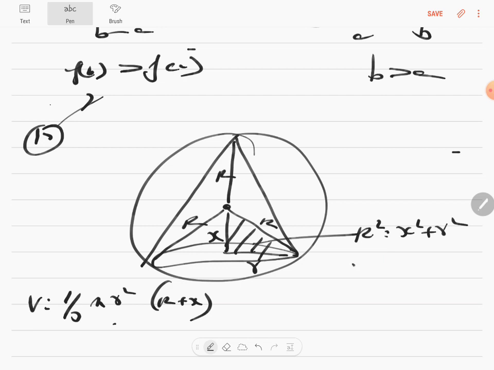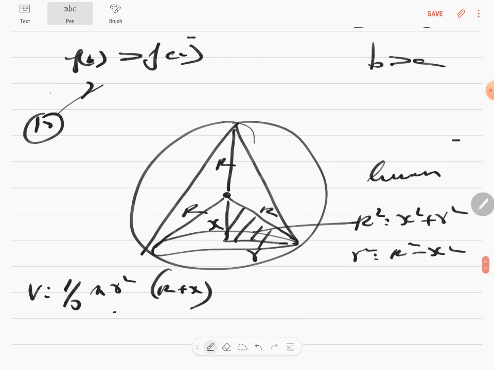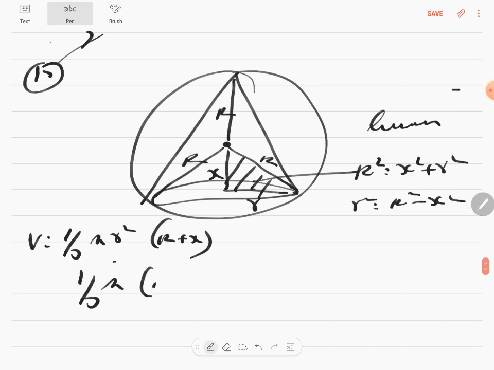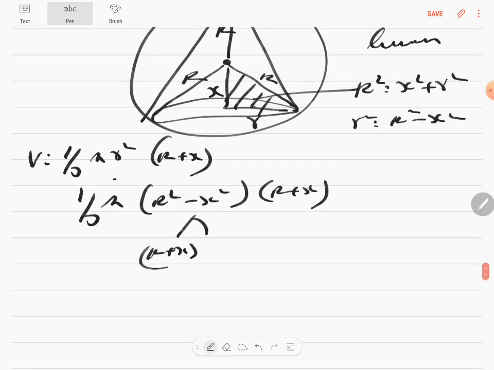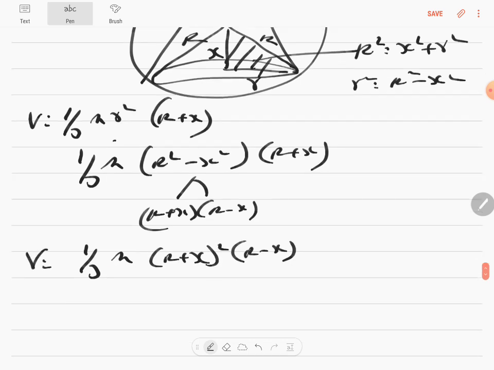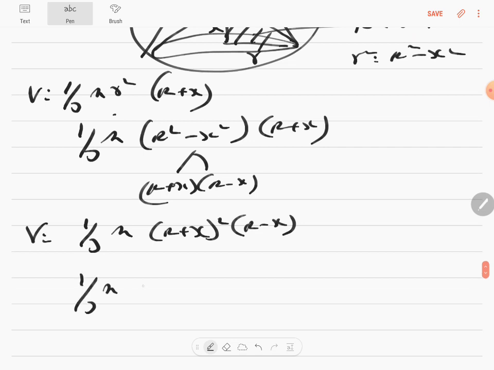Small r square is equal to capital R square minus x square from the given. So 1 by 3 pi capital R square minus x square into R plus x. You guys know you can write it as R plus x into R minus x, which will make it 1 by 3 pi R plus x the whole square into R minus x. This is what is your v. Now you're going to take 1 by 3 pi out and you're going to differentiate as u and v.